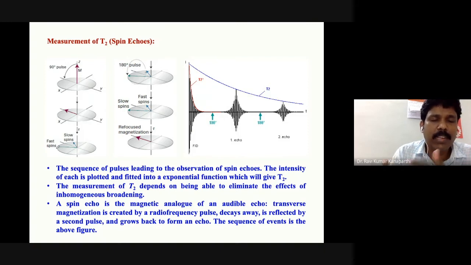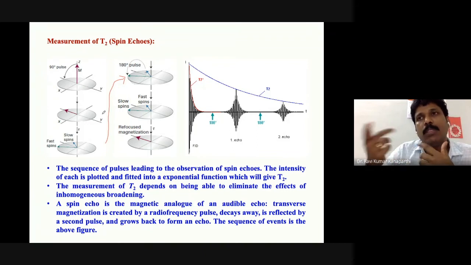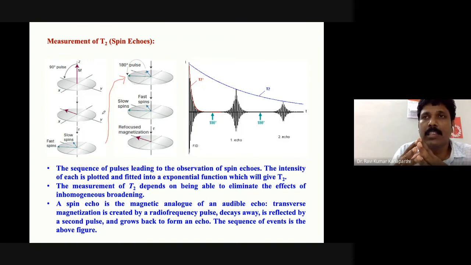Now under this condition, you can apply a 180-degree pulse. Okay, under this condition, if you apply a 180-degree pulse, what exactly happens is that the slower ones become the faster ones, and the faster spins become the slower ones, because an inversion happens. So please remember that whenever you apply a 180-degree pulse, the inversion takes place.